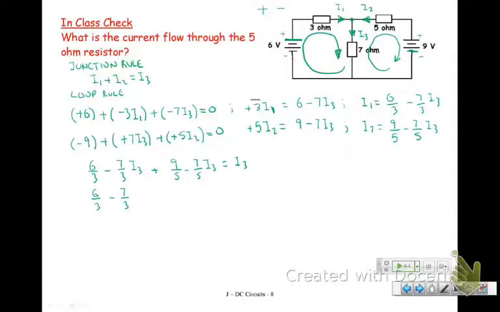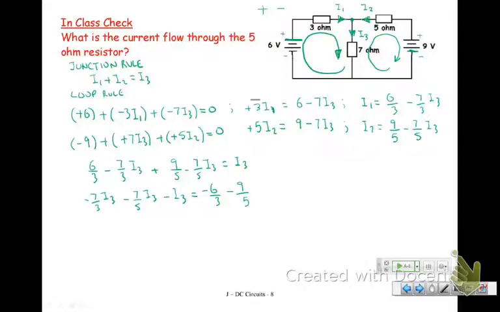Let's not do it that way. Let's do it a little bit more advanced. Let's take all my terms together. So I'm going to say minus 7 over 3 I3 minus 7 over 5 I3. Bring this I3 across. Minus I3 is equal to, take these to the other side, minus 6 over 3 minus 9 over 5. I've got minus signs everywhere.